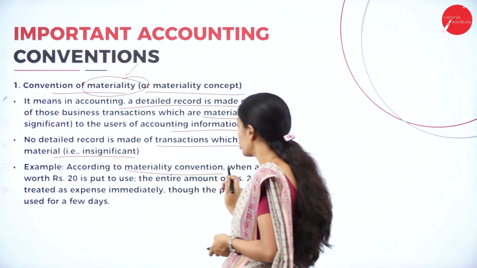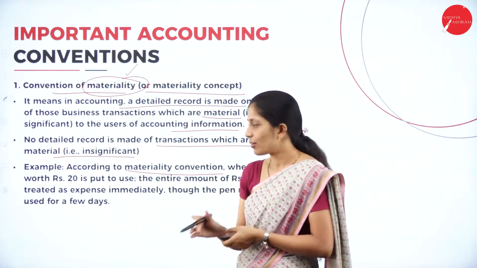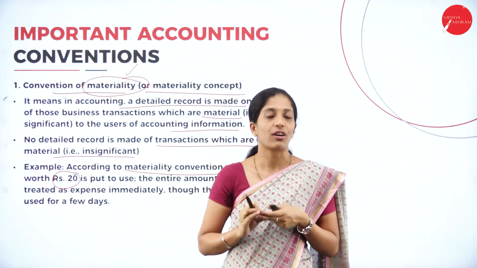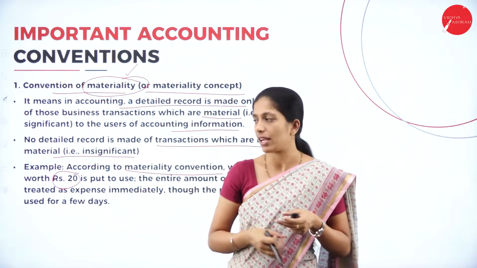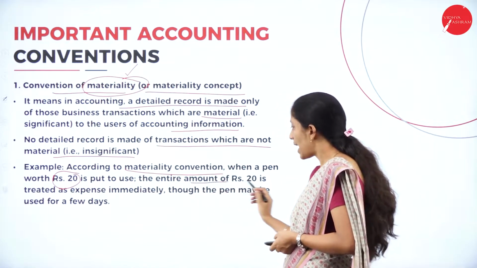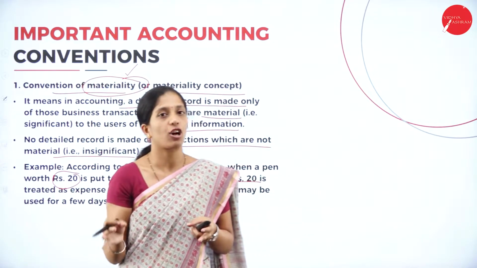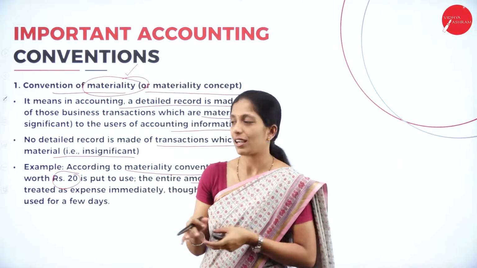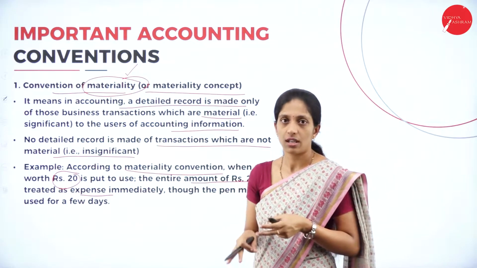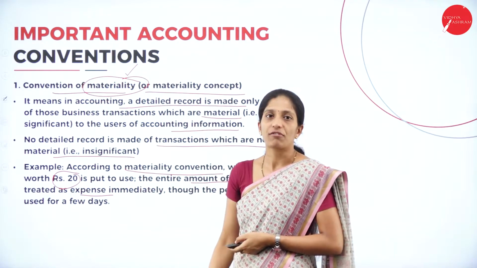For example, according to the materiality convention, when a pen worth ₹20 is purchased, we are going to record ₹20 only. Whether it is used or not is not that important, but we are going to record the amount for which we purchased that pen. According to the materiality convention, when a pen worth ₹20 is put to use, the entire amount of ₹20 is treated as an expense. We cannot say that only half has been used and half cannot be recorded. The whole ₹20 has to be recorded as an expense immediately, though the pen is used for a few days. We have to record the expense incurred on that particular pen. So, this is the convention of materiality.